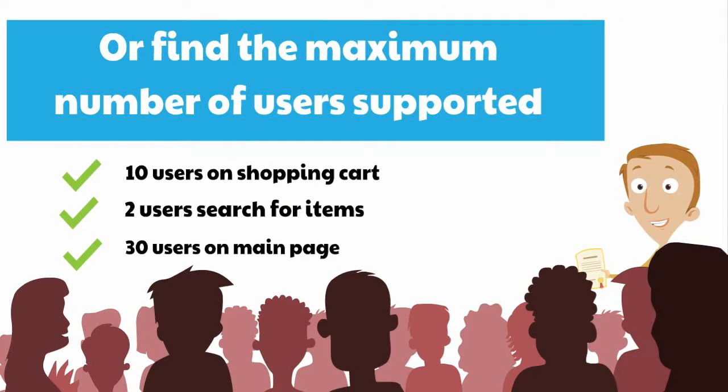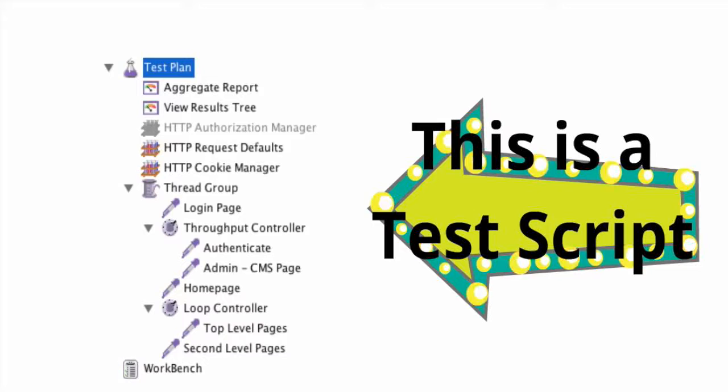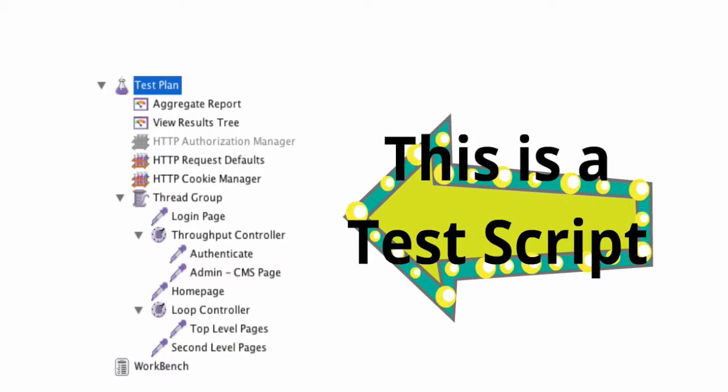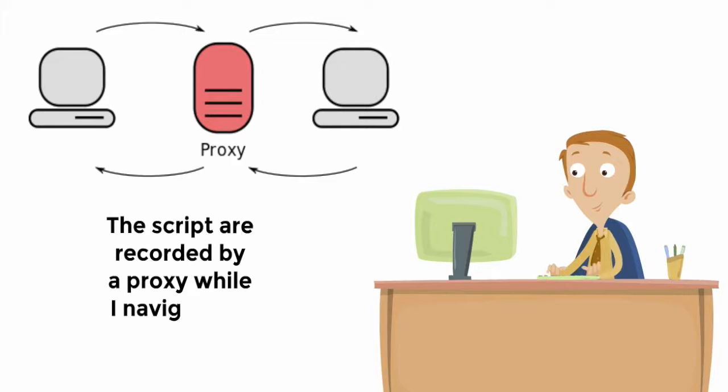Finding the maximum number of users supported by an application is important in order to ensure compliance with agreed service levels. This is a JMeter test script. The Apache JMeter application is open source software, a 100% pure Java application designed to load test. The JMeter test scripts are created using a recorded HTTP session with a proxy. The script replicates all the functionalities executed by the user.